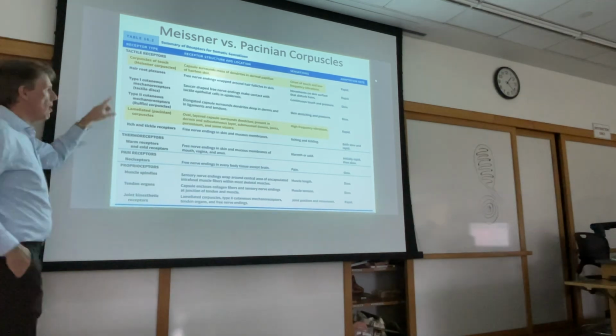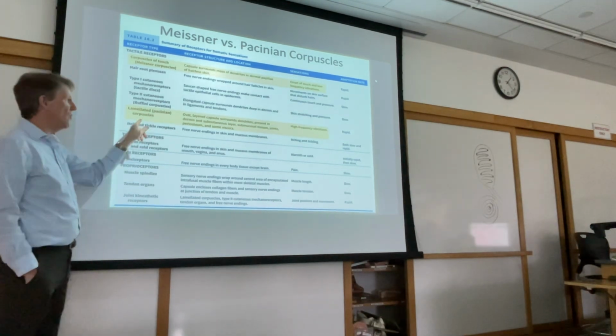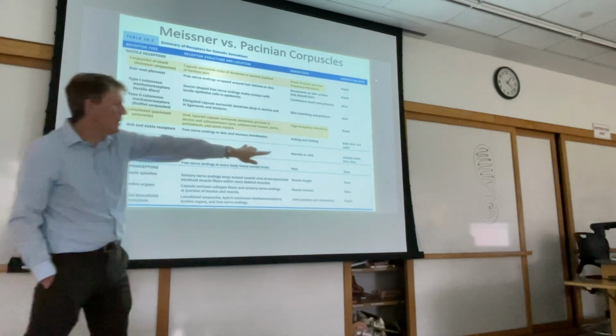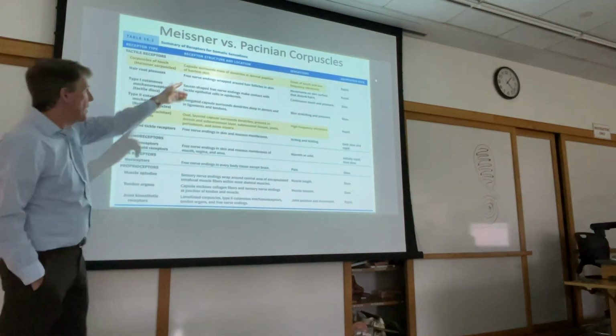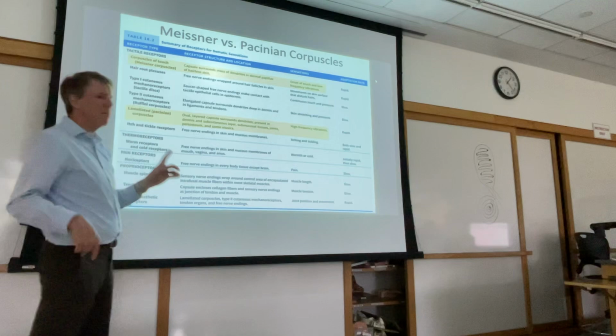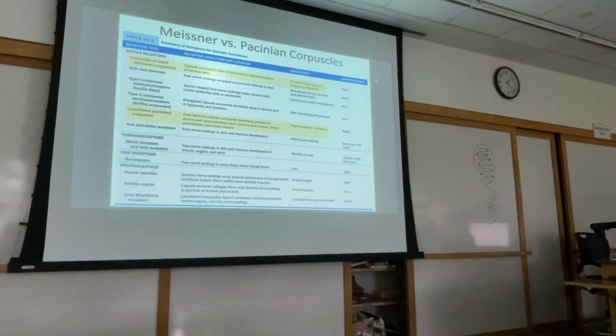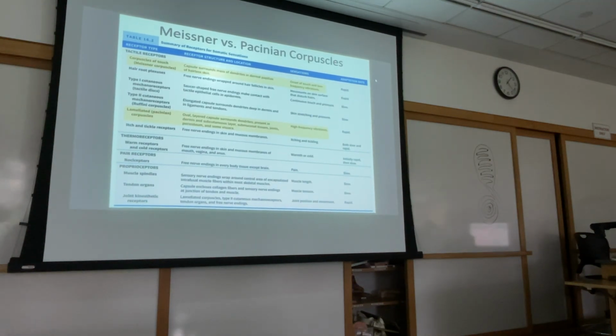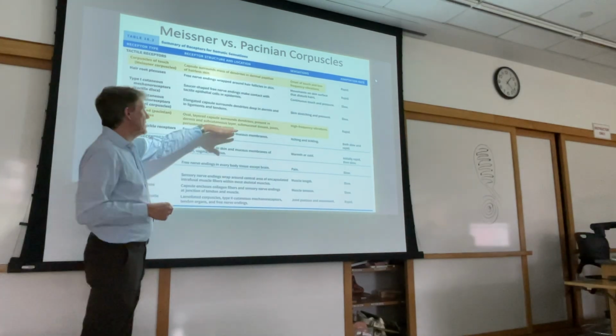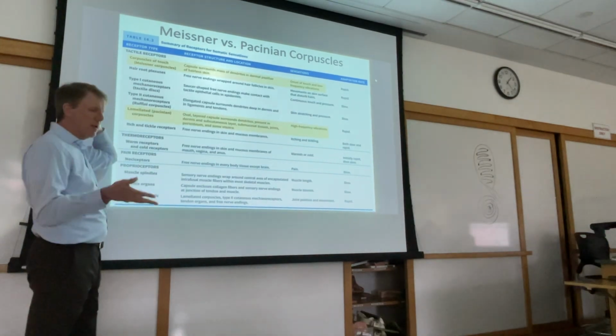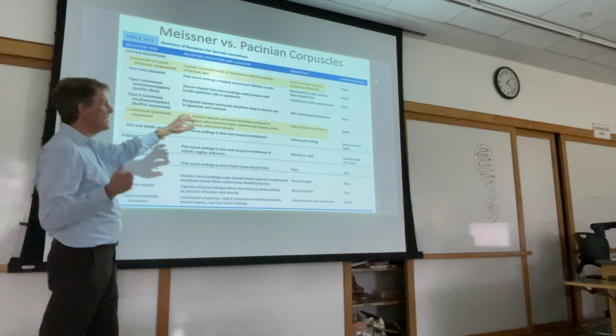Versus the Pacinian corpuscle. First of all, what do they look like? They look like a cut onion. Where do you find them? They're going to be deeper. They're going to be either in the deep dermis or maybe in the subcutaneous layer. And they might even also be in some of your internal organs like the pancreas. I mentioned that before. What kind of sensation do they detect?